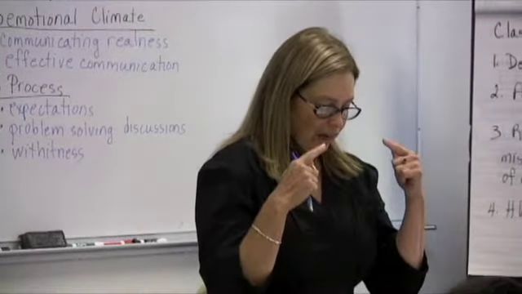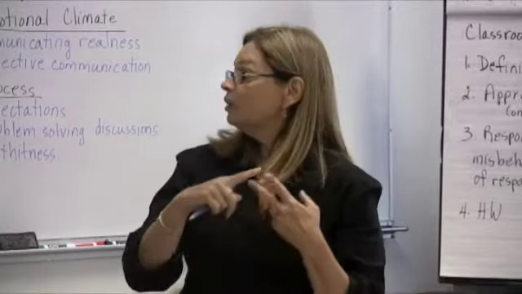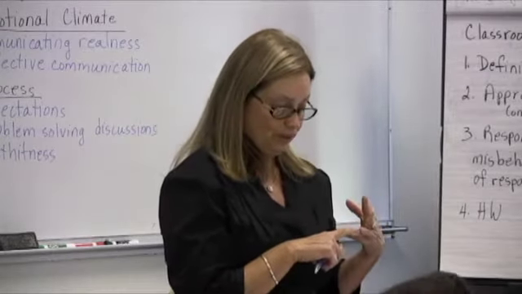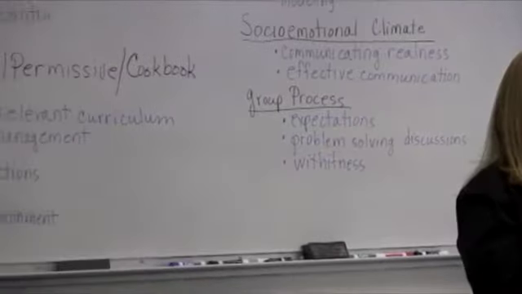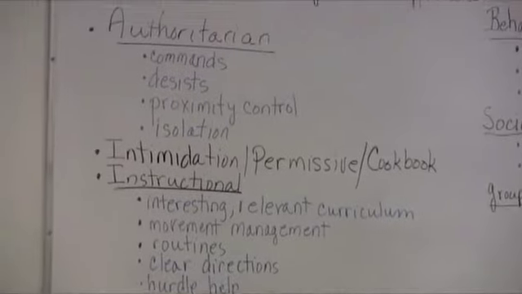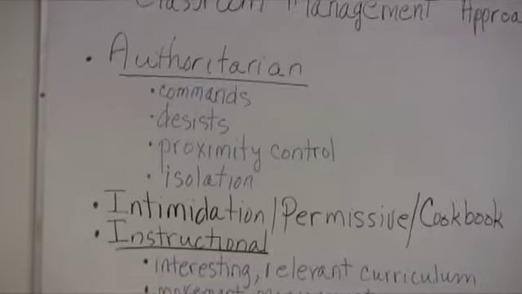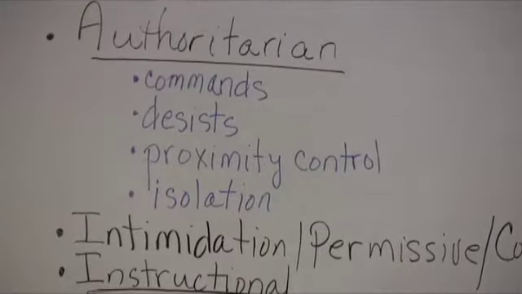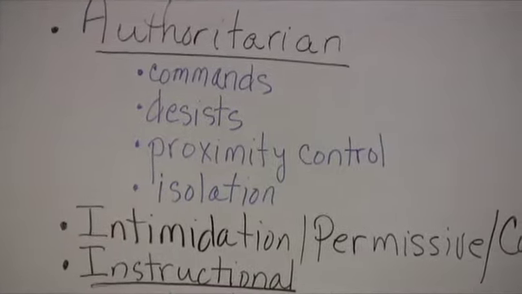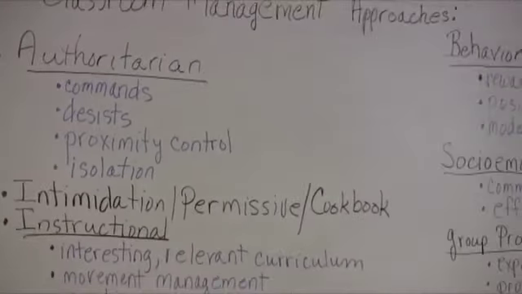So, we talked about making a command, using a desist, using proximity control. If the strategies you use don't work, like my 3 strikes and you're out, 1, 2, 3, whether I've done a mild desist, that's usually my first thing that I do. The second thing would be proximity control. If that misbehavior still continues and you have that third strike, there is something called isolation and exclusion.